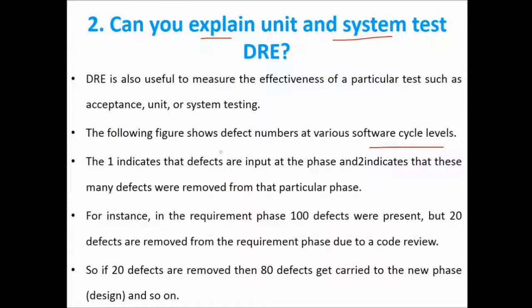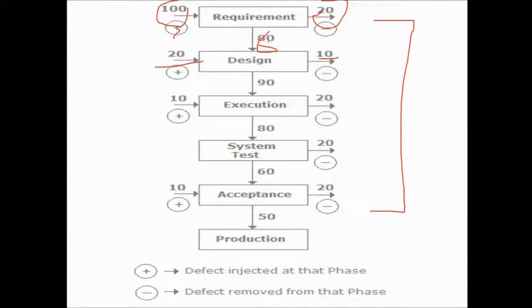So now get back to our explanation. We've seen that the first indicates that defects are input at the phase, and the second indicates that these many defects were removed. For example, we have seen that 100 defects were present, but 20 defects were removed in the requirement phase due to code review. So if 20 are removed, then 80 defects get carried to the next phase, and so on.